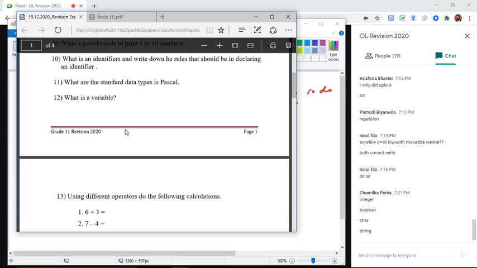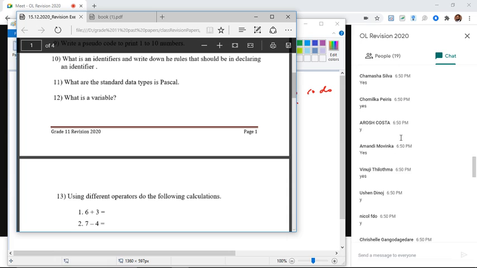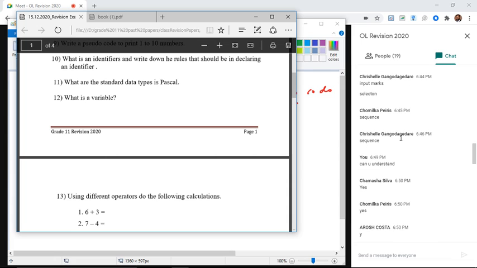Okay, what is a variable? Hansika, what is a variable?